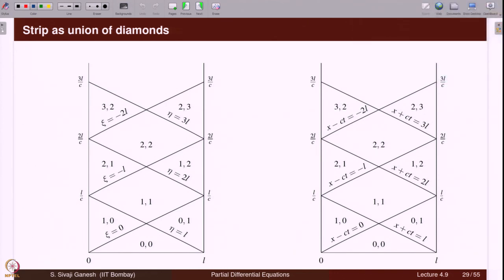For example, I take 2, 3. This is my Mn, m is 2. So, it lies between what? Xi equal to minus L to xi equal to minus 2L. Yes, it is here. What about eta? For the point I have taken, it is going to lie between eta equal to 4L and eta equal to 3L. And this is the region that we get finally.